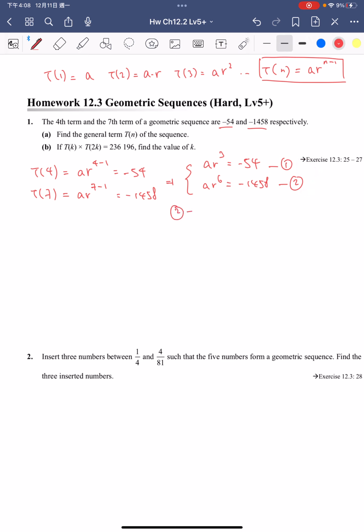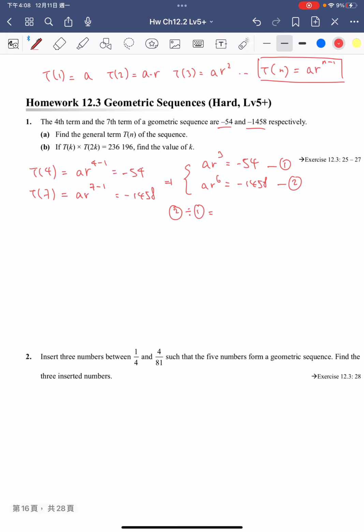So if we do 2 divided by 1, we have ar to the power of 6 divided by ar to the power of 3, which leaves r to the power of 3 equal to negative 1458 divided by negative 54, isn't it? Then we can say that r cubed is going to be equal to 27, which means that r is just equal to 3.